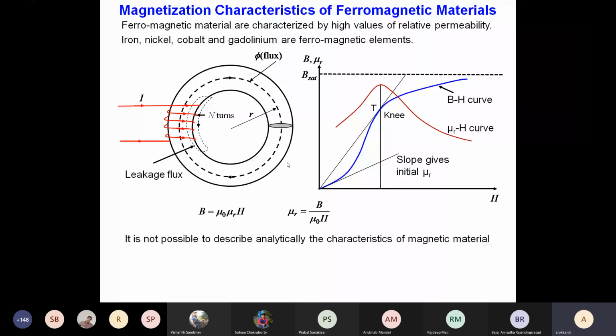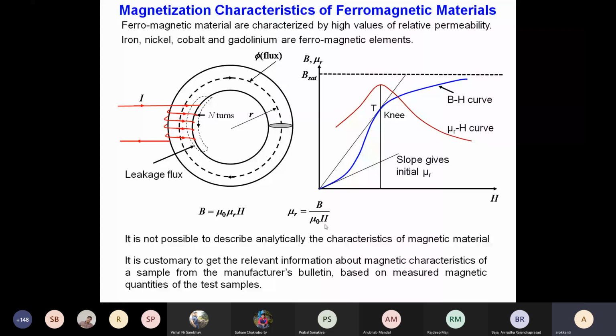It may not be possible to give a mathematical expression to this curve, where you give a particular value of H and you get the value of B. It may not be possible even to generate a mathematical expression for this curve. In your mathematics, you must be studying function approximation, interpolation, and all those things. What you have to work on is the characteristics provided by the supplier, the manufacturer. It is customary to get the relevant information about the magnetic characteristics of the sample from the manufacturer's specification sheet, based on the magnetic quantities of the test samples. When you buy such an iron core, the manufacturer will give you the B-H characteristics of that core. Then only you can work on it. Otherwise, you cannot work on it.